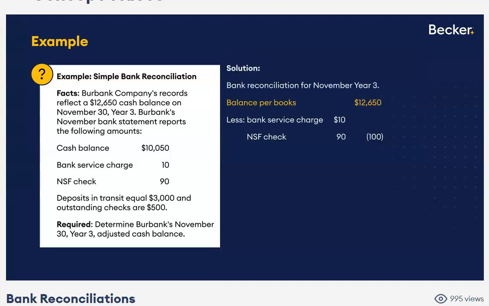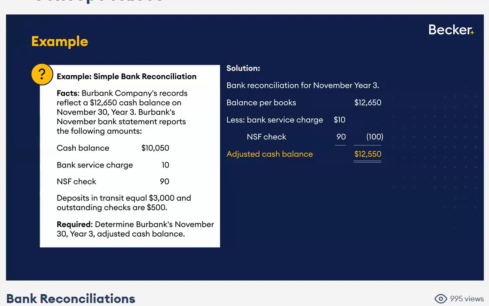So the first thing I want to do is adjust that book balance with the bins. I got the $12,650. I do not have a B or an I to add, but I do have an N and an S. I have an NSF check I got to back out. I also have a bank service charge I got to back out. So we subtract out the 10 and the 90. Now we have the adjusted book balance, the true balance, $12,550.